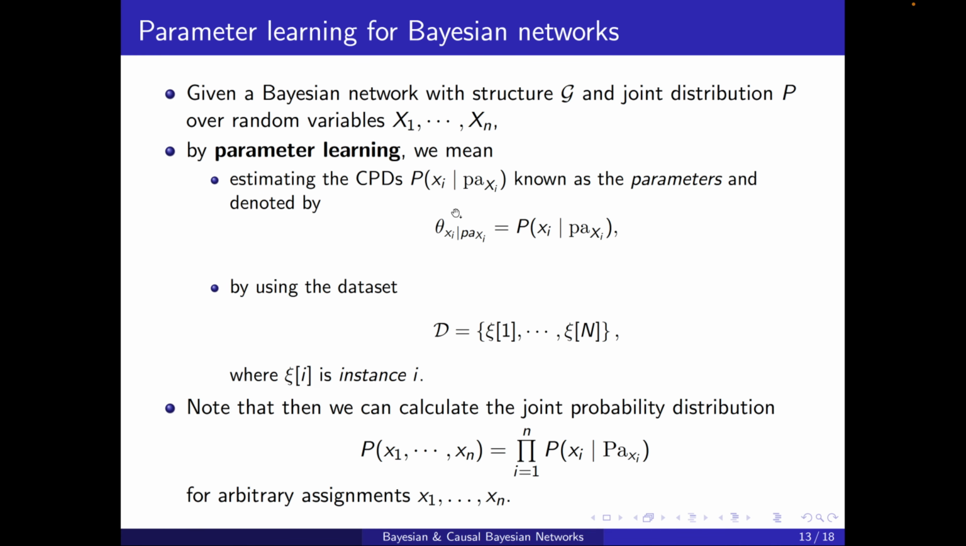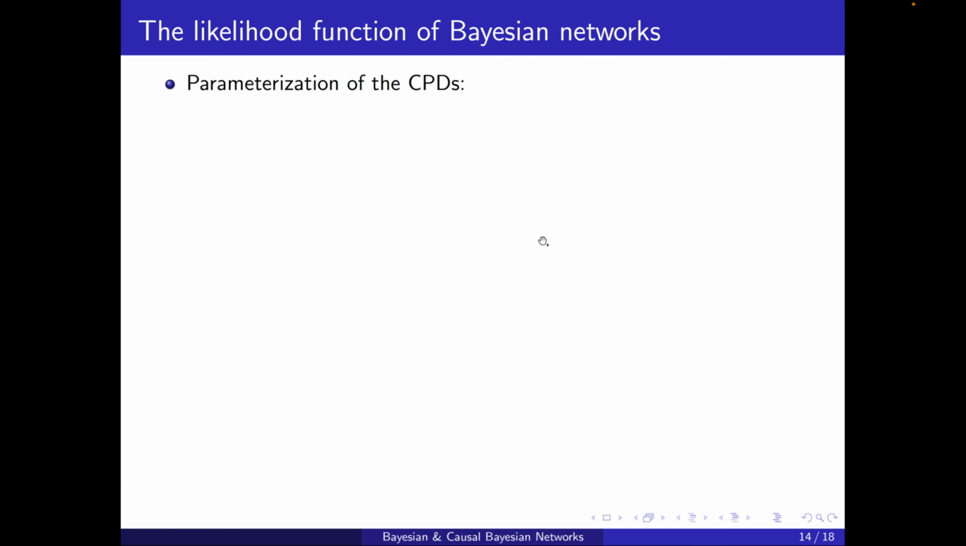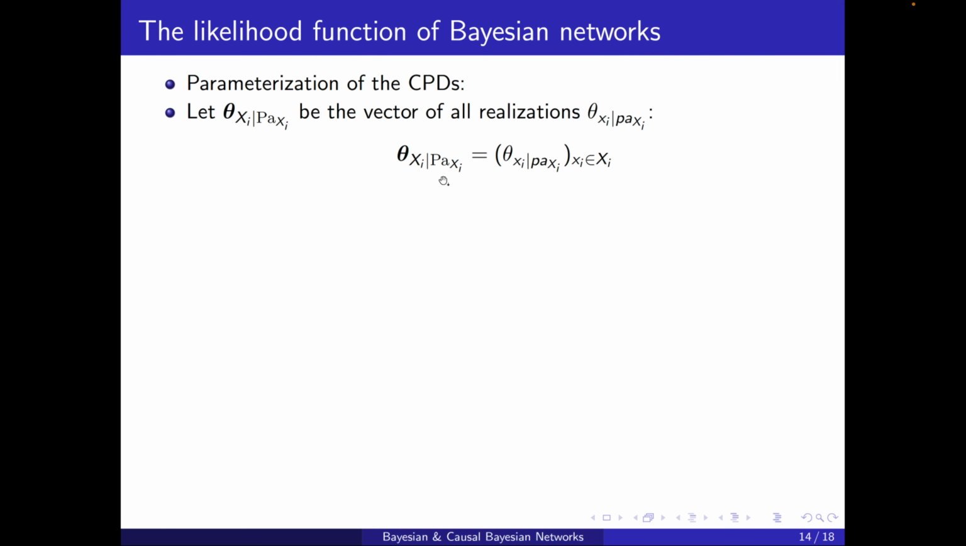Now note that here, I'm parameterizing each probability of a node, each realization of a node condition on each realization of the parents. That's why we're using small letters x here, small letters for the parents. But we can group them to make the notation more compact. If I consider the vector of all realizations of xi and parents of xi and put them in a vector, that's why we're using this bold theta, then I will have this more compact notation.